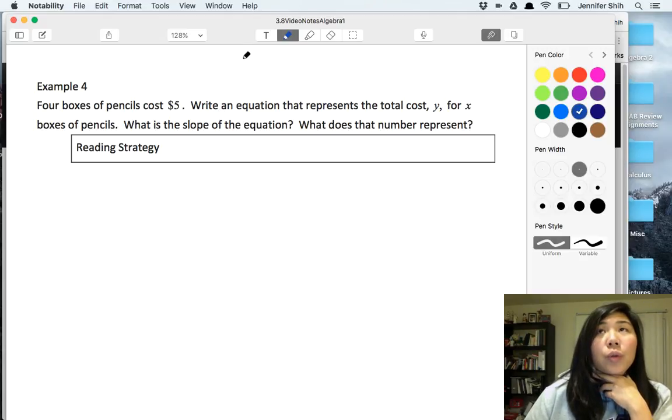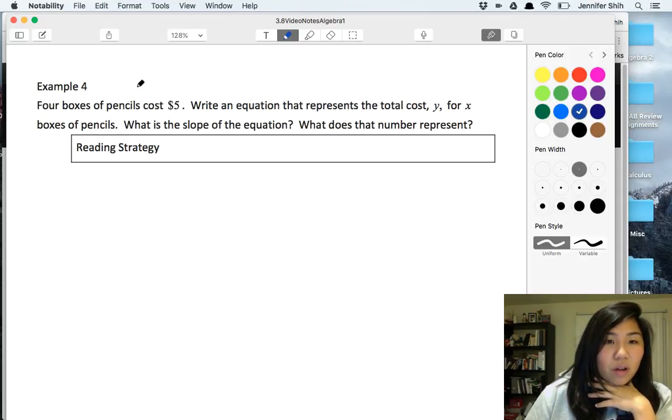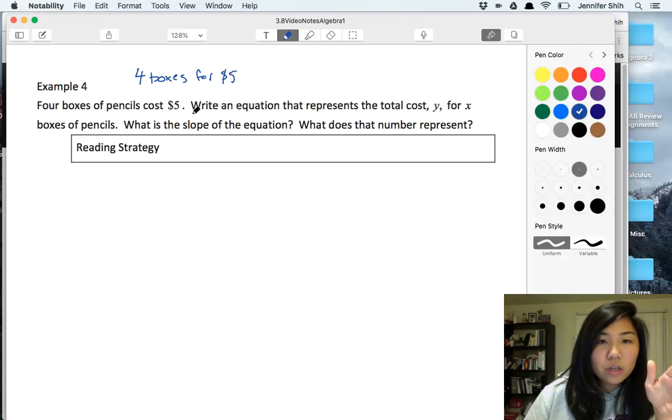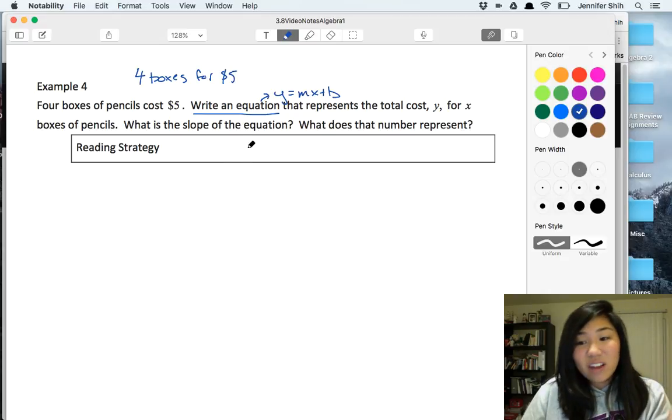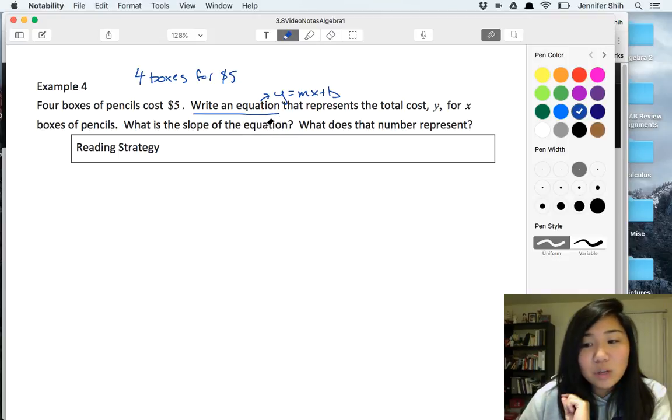I'm going to show you underlining and circling keywords. I'm going to show you annotating. 4 boxes of pencils cost $5. Okay, so 4 boxes for $5. Write an equation that represents the total cost y for x boxes of pencils. So I need slope-intercept form. Write an equation. So what I did was I underlined it because that was a direction. And then I wrote y equals mx plus b to remind myself that is the equation I'm going to write.